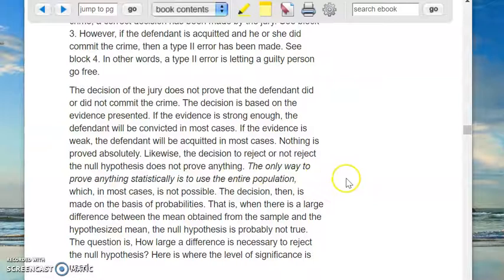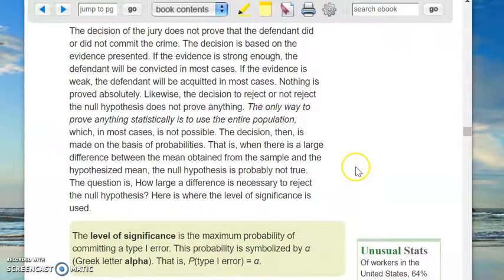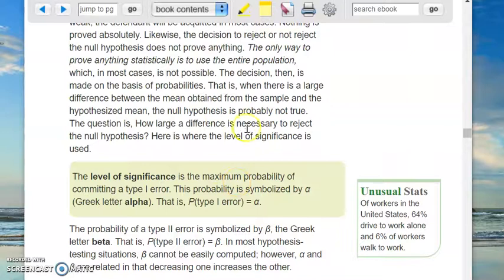In very few things in life, anything relating to human affairs, even things relating to science, is it possible to say that something is absolutely positively proven, because human beings are doing the measurements. You can't do it, okay? So you have to make the best decision you can. You're making the decision based on probabilities. If there's a large difference between the mean obtained from the sample and the hypothesized mean, the null hypothesis, well, the null hypothesis is probably not true, okay? But how big of a difference is necessary in order to reject the null hypothesis? When do we decide this, okay?